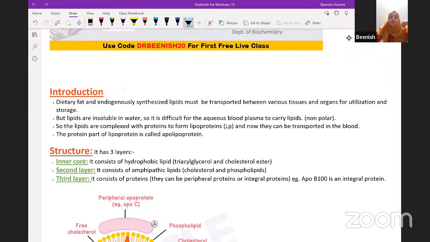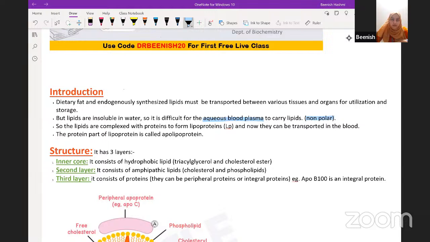So they're saying that whatever lipids you're consuming through diet or whatever has been synthesized endogenously, that is, synthesized by your body, needs to be transported to various organs so that it can be utilized and stored. But since we all know that lipids are insoluble in water, it is difficult for them to be carried in aqueous blood plasma, because your blood plasma is aqueous. Your lipids are non-polar, whereas water is polar, so the non-polar will not dissolve in polar. So it is very difficult for the lipids to be carried through the blood plasma.